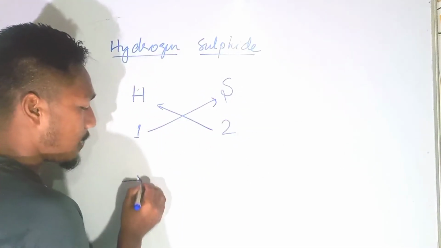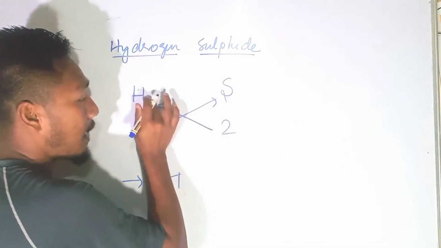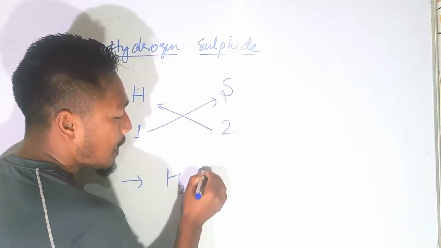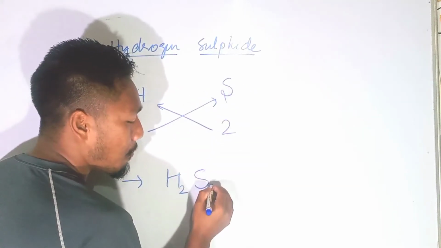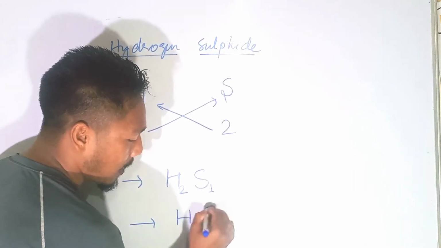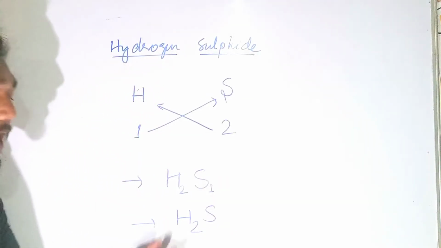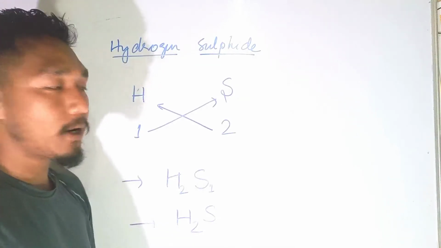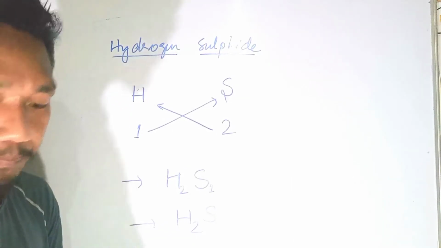That means I can write this as H2. After that, I multiply hydrogen with 2, and S with 1. The 1 we don't write, so simply our answer will become H2S. This is hydrogen sulfide.